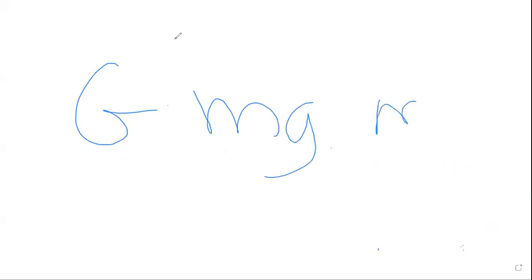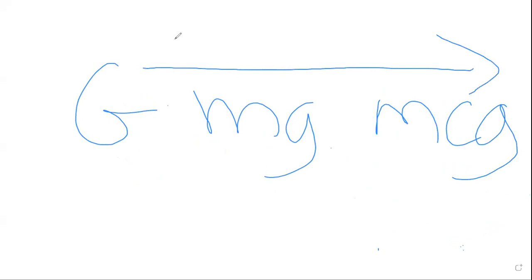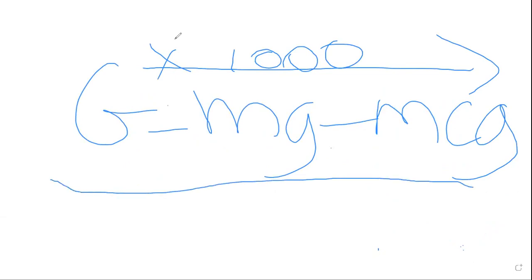Now, when you think about other conversions that you might see, you might see grams to milligrams to micrograms. So when you're going from grams towards micrograms and milligrams, grams to milligrams, milligrams to micrograms, you're going to multiply times 1,000. And when you're going the other way, from micrograms towards grams, micrograms to milligrams, you're going to divide by 1,000.